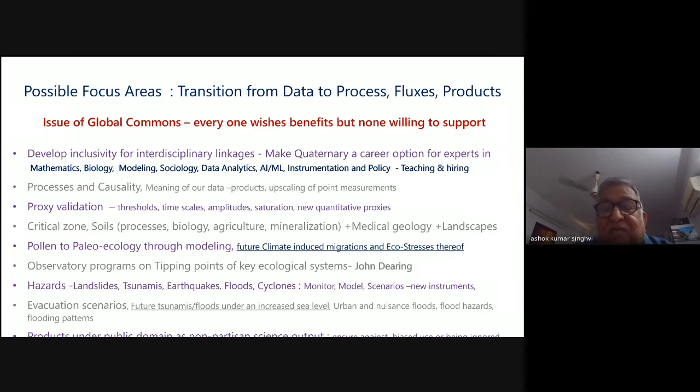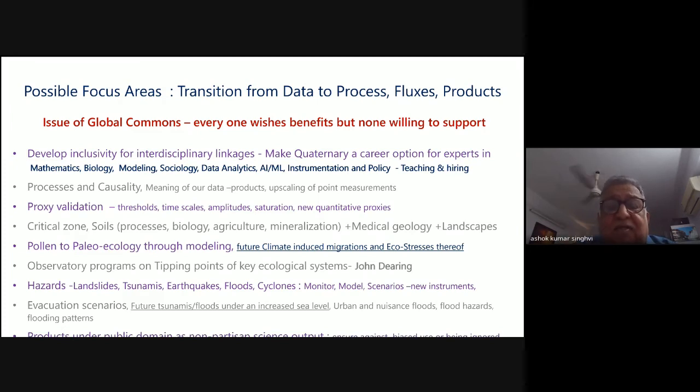And then if it involves health, many will be able to support it. Pollen to paleoecology, and I think that's something we can always do. There's a lot of pollen data, but very little paleoecology. All the millennium paleoecological reconstruction is based on 50-year data.